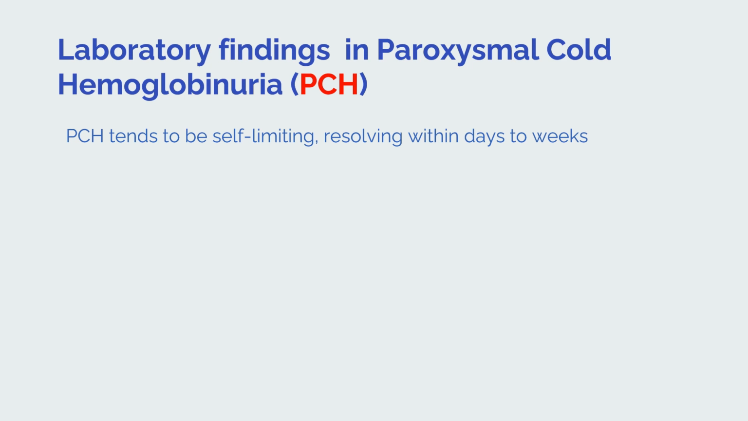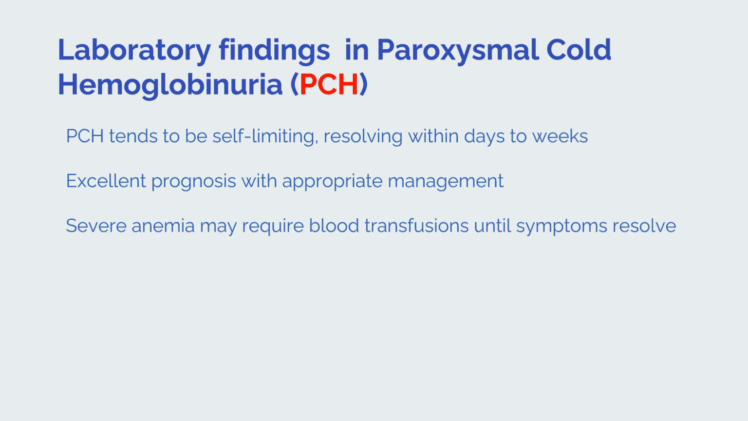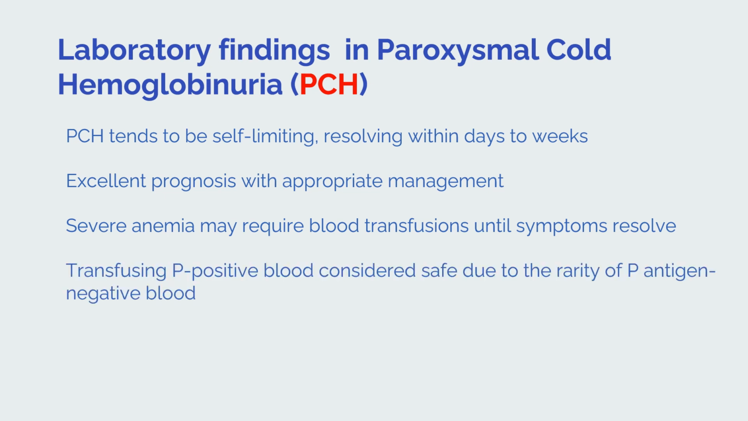a few days to a few weeks, with an excellent prognosis. Most patients experience severe anemia that can be life-threatening, necessitating blood transfusions until the symptoms resolve. And here's an interesting fact: since the anti-P autoantibody only reacts at lower temperatures and P antigen-negative blood is extremely rare, transfusing P-positive blood is typically considered safe.